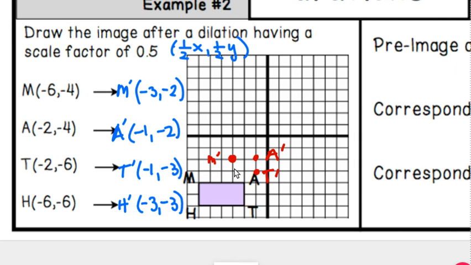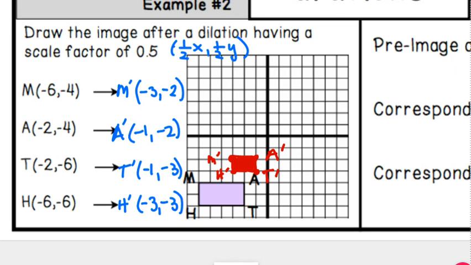And H prime is -3, -3. If I look, it's the same shape going in the same direction. It's just smaller. It's like a mini version of that rectangle.